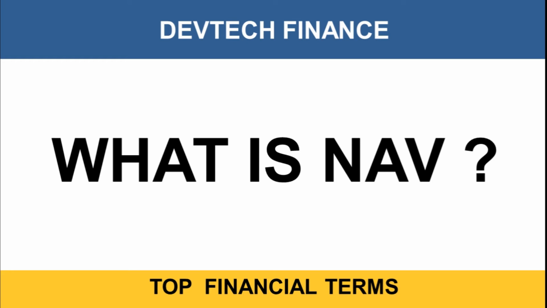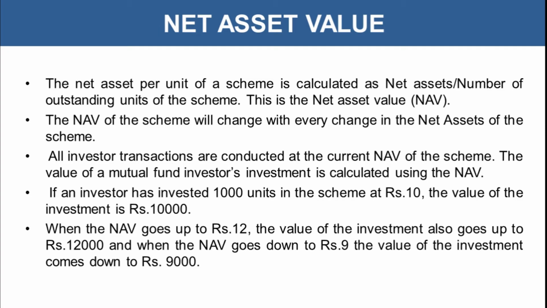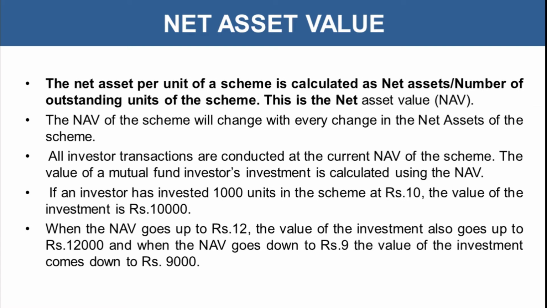In this video, we will be learning about the term called NAV. So let's start. The net asset value per unit of a scheme is calculated as net assets divided by the number of outstanding units of the scheme. This is the net asset value.